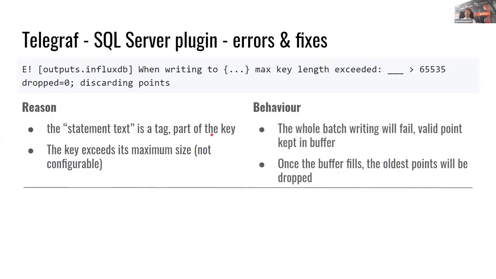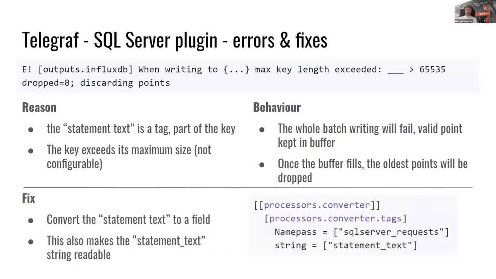What happens is that not only the single point will be lost, but the whole batch, which may be 1,000 different points, 2,000, 5,000 points, won't be written to the database and will be sent to the buffer. The point is that if you keep fetching queries that are too big to be sent to InfluxDB, no batch of data will actually be written. All the data will be sent to the buffer, and once the buffer fills, you will actually start losing data.